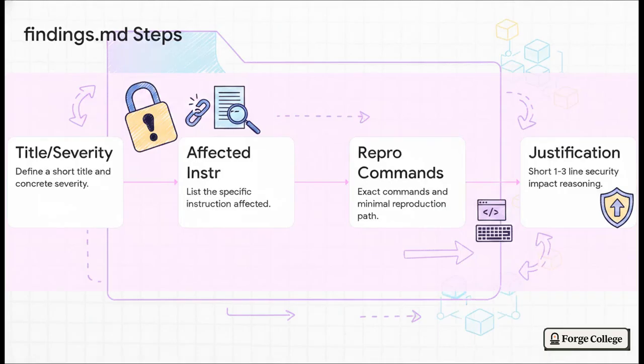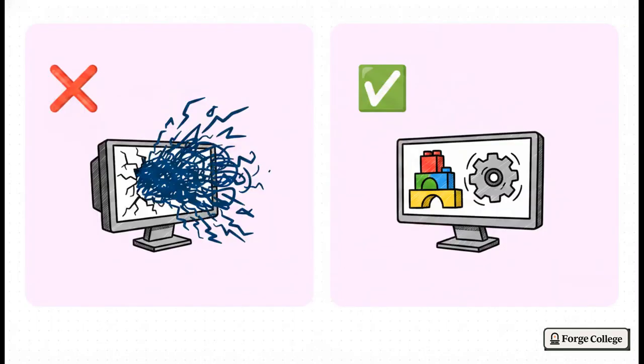Now, inside that findings file, you must follow these 4 exact steps for every single issue. Step 1, a clear title and severity classification. 2, the exact affected instructions. 3, the exact reproduction commands, and I mean down to the specific file names and command line inputs. And 4, a short, maybe 1 to 3 line security justification describing exactly why this impacts security. Structuring it this way makes the report perfectly compact, leaving absolutely zero room for guesswork by the engineers who have to read it. Just think about the difference here.